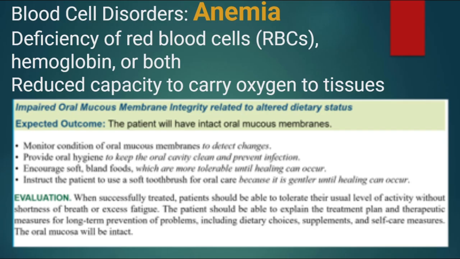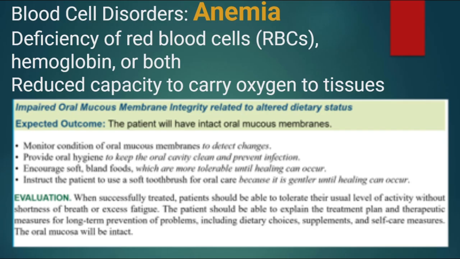This nursing diagnosis is impaired oral mucous membrane integrity, which is common in patients with anemia, especially when caused by nutritional deficiencies. Patients may experience glossitis, a sore red tongue, or painful fissures in the mouth. These symptoms can interfere with eating and further worsen nutritional status. The expected outcome is that the patient will maintain intact oral mucous membranes.